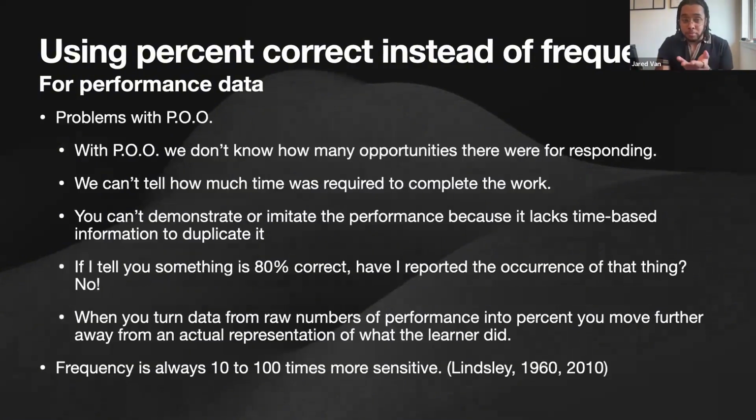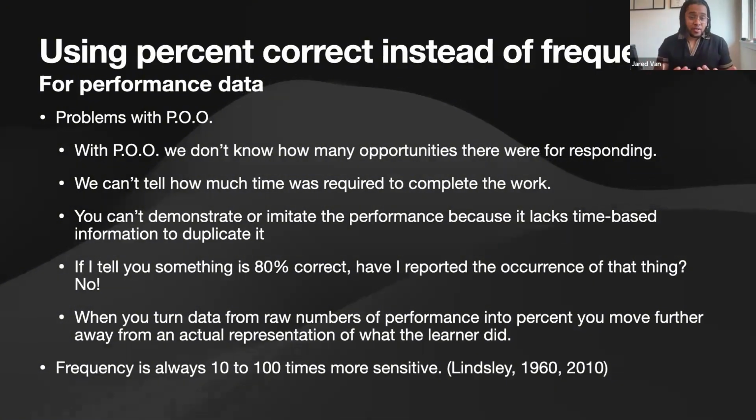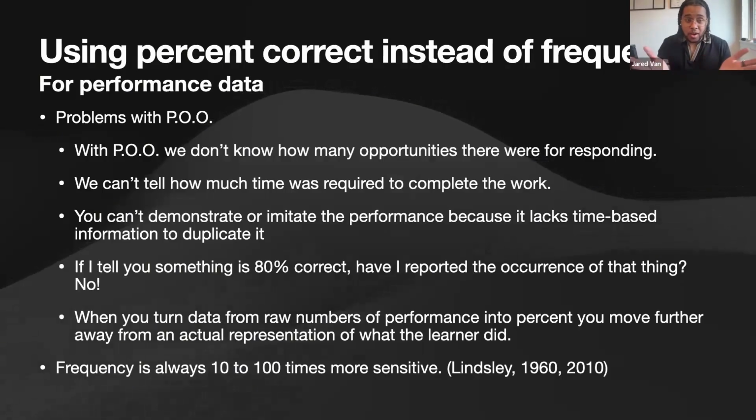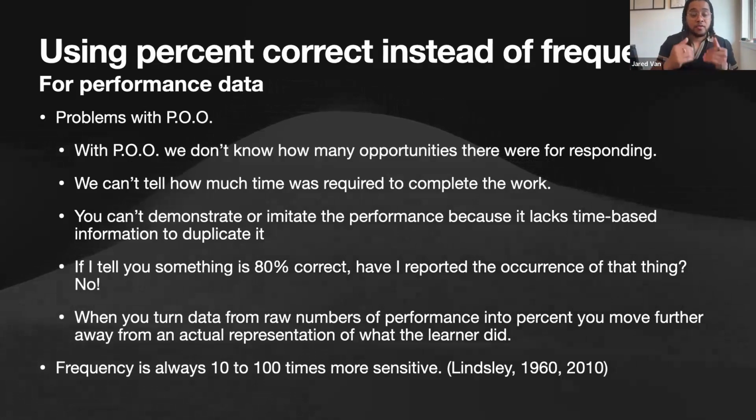Some additional problems with POO are that we don't know how many opportunities there were for responding. We can't tell how much time was required to complete the work. You can't demonstrate or imitate the performance because it lacks time-based information to duplicate it. And if I tell you that something is 80% correct, have I reported the occurrence of that thing? No. When you turn your data from raw numbers of performance into percent, you move further away from an actual representation of what that learner did. And additionally, frequency is always 10 to 100 times more sensitive.